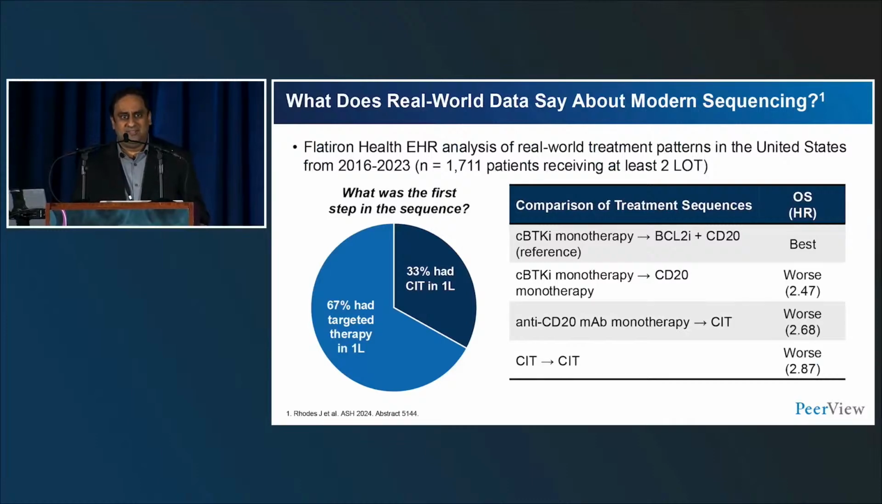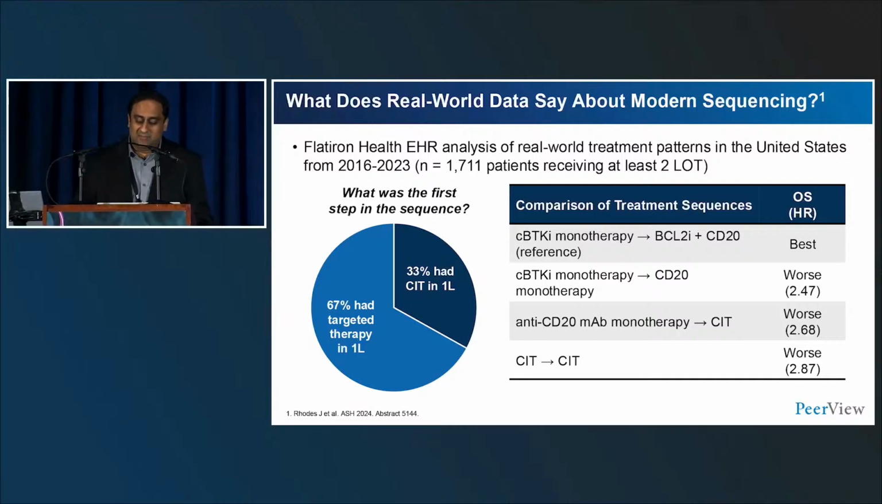So how do we sequence care in the modern era? You can see here that more and more patients are getting targeted therapies in the frontline setting. I think Krish will tell you that probably every patient should be getting those at this point with the data that we have. And sequencing does matter. Looking at this EHR analysis, those patients who in the relapse setting went from a BTK inhibitor to BCL2 with CD20 antibody had the best overall survival. That was better than going from a BTK inhibitor to CD20 alone or going to chemoimmunotherapy.